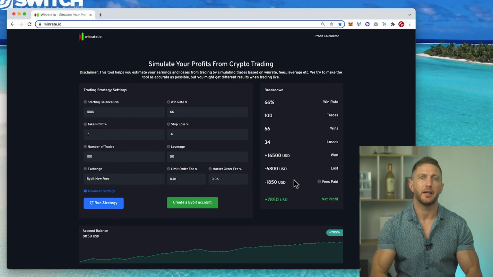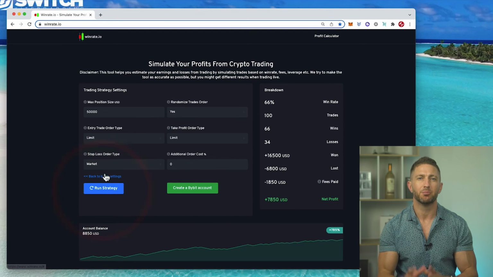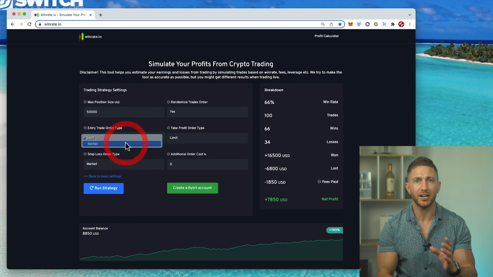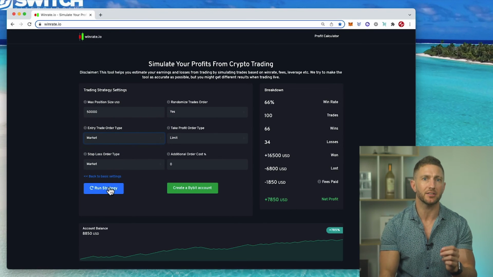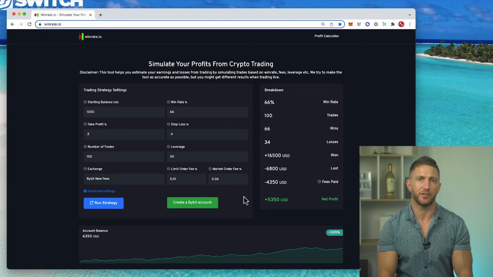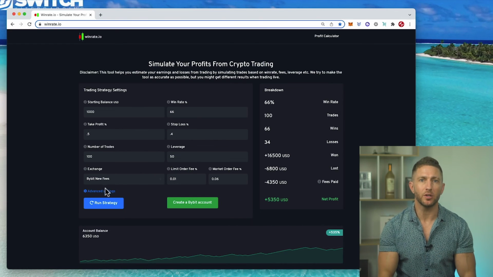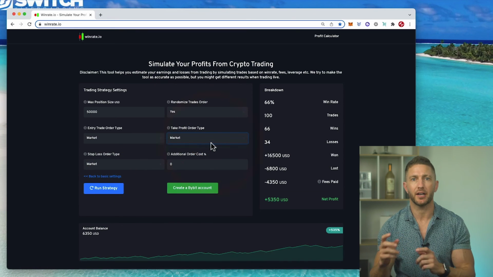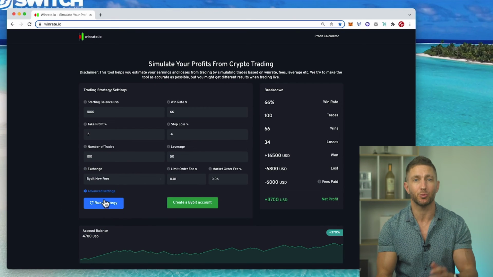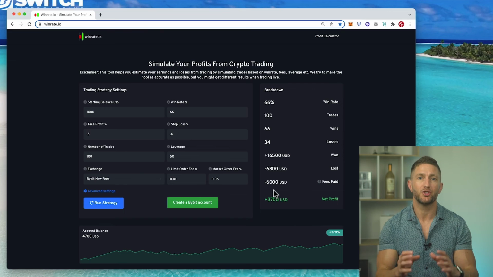In a minute, I'll show you a different exchange with a more favorable fee structure. But first, to illustrate how much it hurts when you actually market into a trade and limit out, our profit goes down to $5,350 with a whopping $4,350 in fees. Then if we're even more lazy and market in and then market out, our profit reduces to a dismal $3,750 with a jaw-dropping amount of $6,000 in fees.